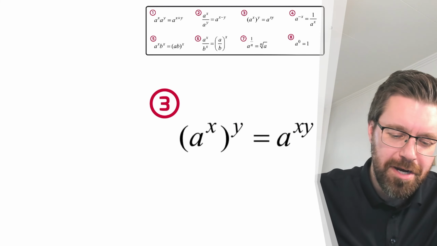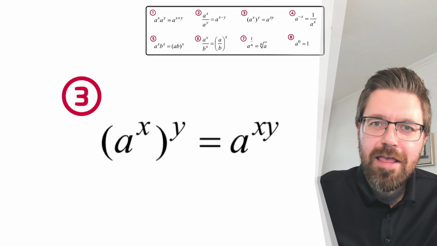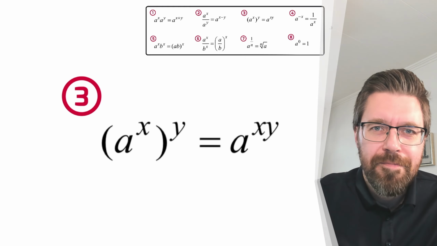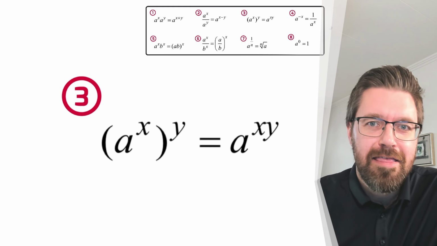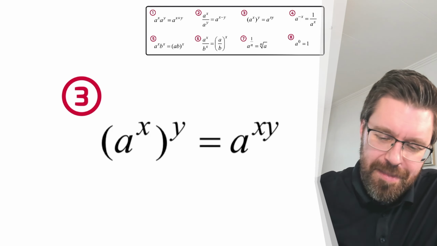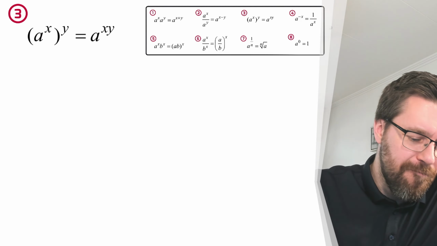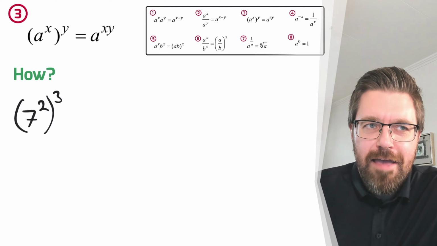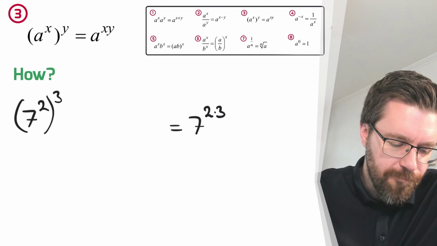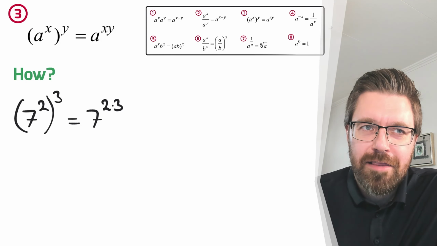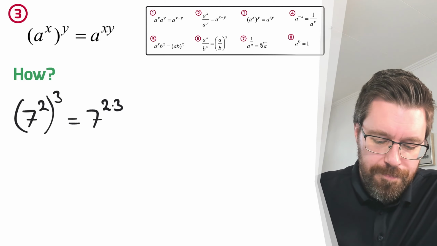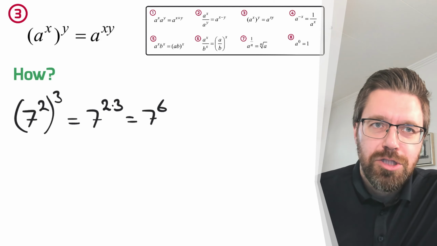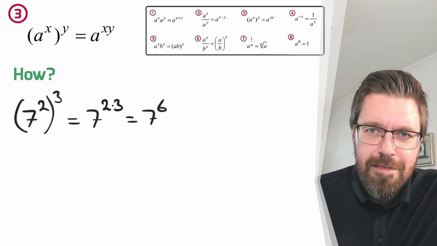Okay, rule number 3. A raised by x raised by y equals a raised by x times y. And a quick example first. If you have like this, 7 raised by 2 raised by 3, you can write it like a product in the exponent, 2 times 3. And then it equals 7 raised by 6.